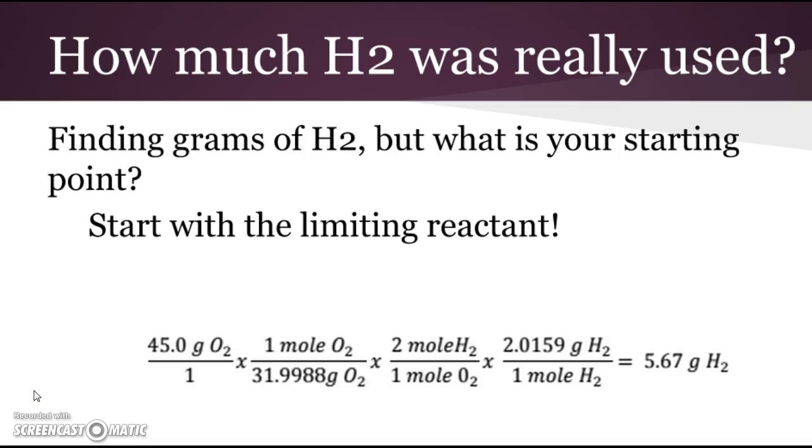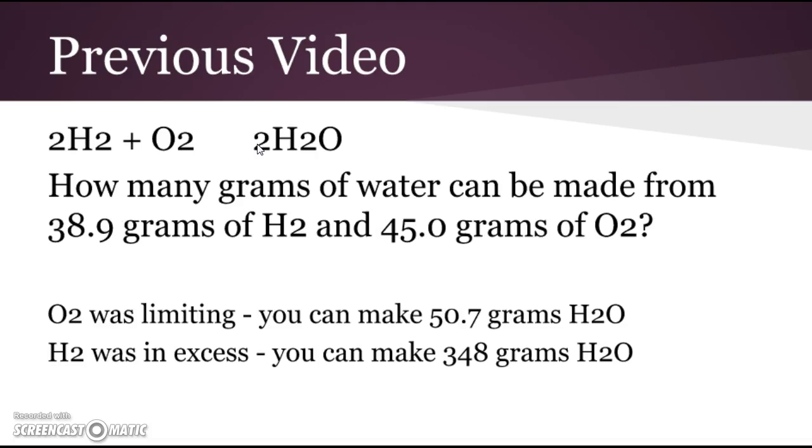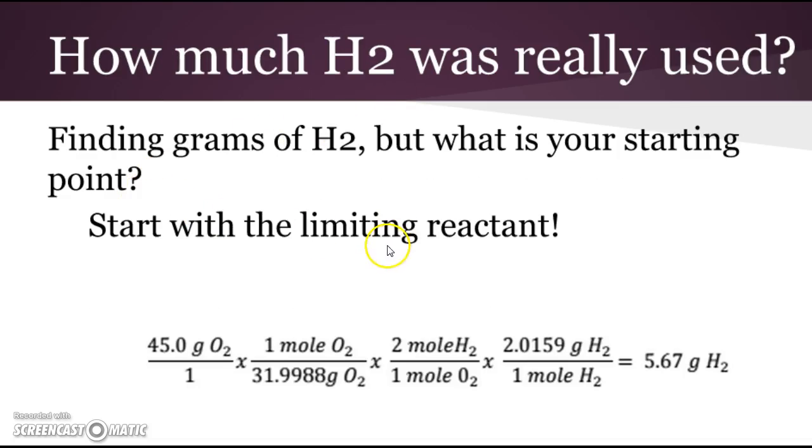But what if I want to know how much hydrogen was actually used? I know it's less than what I started with, but how much less? I just use another unit analysis problem to solve that. So I'm going to solve for grams of hydrogen, but what is going to be my starting point? I had 2 starting points before. So what is going to be my starting point for this reaction? It is going to be the limiting reactant because I know that I used 45 grams of oxygen. That is all used up. So I know this is a good starting point.